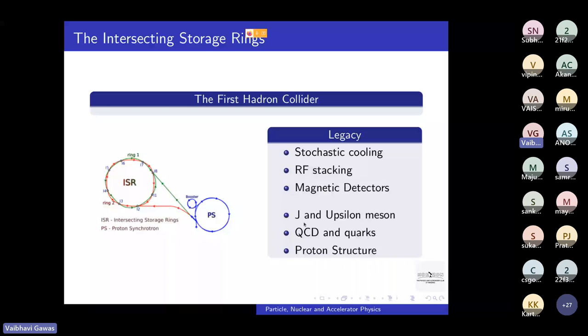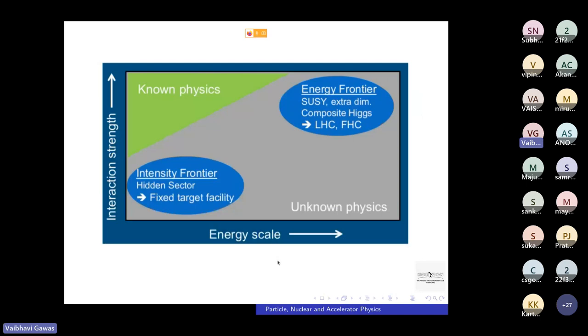There were different aspects of proton structure that were researched by ISR facilities. And finally, about QCD and quarks. So what lies ahead is the fact that if you look at this interaction strength and energy scale diagram, currently we are at the scale where we can detect, we are sort of at low energies over here, and we can only detect processes which have really high interaction strength.